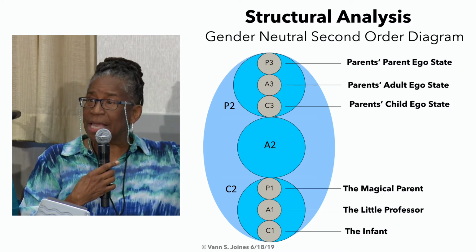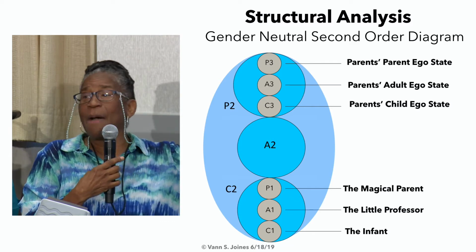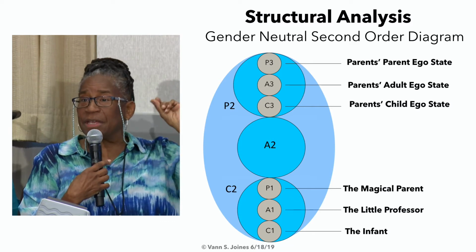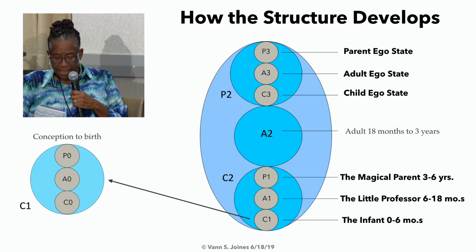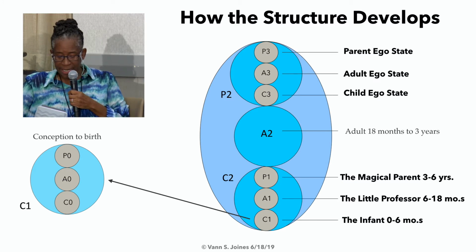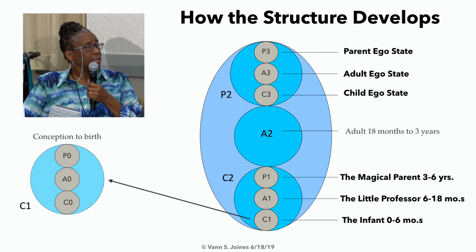We need the support of adults as infants in order to grow into the use of those other two pieces of ourselves. The infant is needs and natural feelings and natural inclinations. The adapted child, the little professor, is the intuitor that picks up how I should handle those needs and feelings. So the little professor is intuiting what the natural child is needing and wanting and feeling. So how the structure develops is the next piece. When we are born, the infant is what exists from birth to the first 6 months.